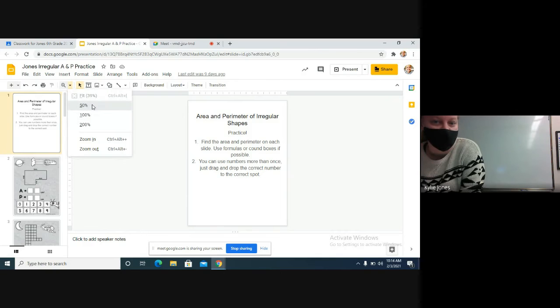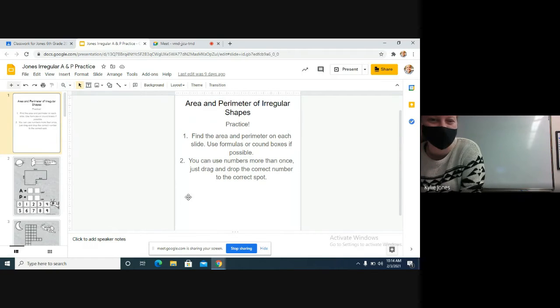Let's just start with 50. So it gives you a little bit of directions. Find the area and perimeter on each slide. Use the formulas, or you can just count the boxes. They spelled count wrong, but that's all right. Count the boxes if you can. You just need to move the numbers after that. It's like a drag and drop thing. You can use any of the numbers more than once. They just need to be in the correct spot.